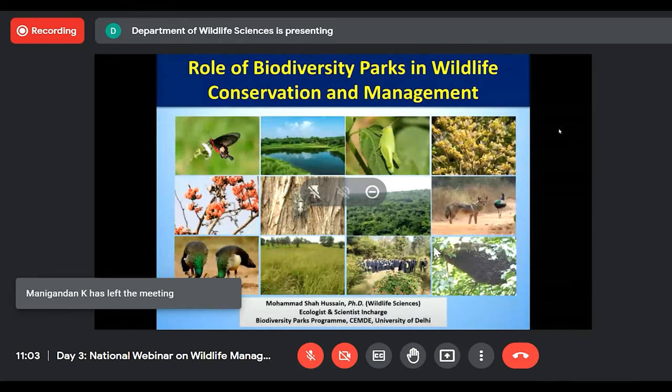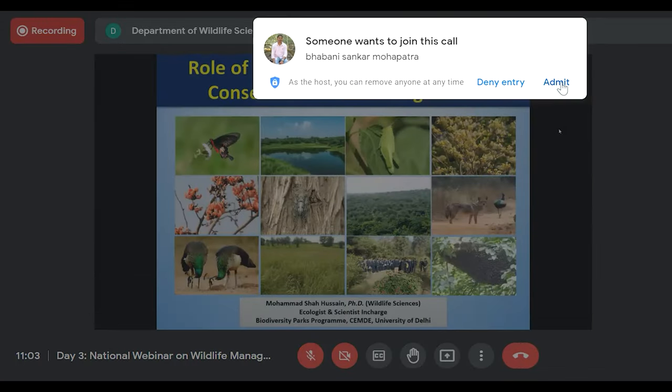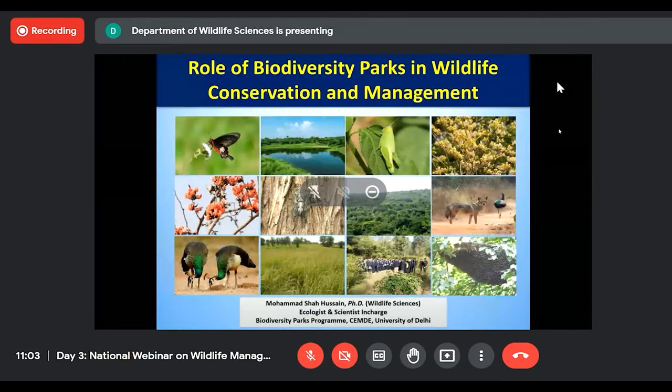Before starting my presentation, I will say something about biodiversity parks and how they are functioning in Delhi and how they came into inception. Biodiversity parks are a joint program of the Delhi Development Authority and Delhi University. Delhi University is providing technical support to the urban setup of Delhi, that is the DDA, a developing agency. They develop the infrastructure, the roads or whatever it is, and as a part of this green infrastructure, they maintain city forests and urban parks, and this is a new concept to develop biodiversity parks in Delhi.